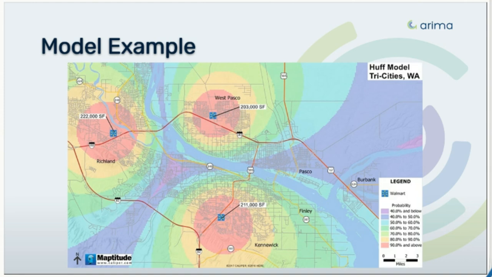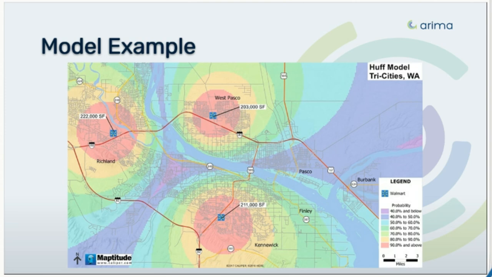Let's take a look at what this looks like when you plot it out on the map. So here you can see we've got 3 Walmart locations. This is somewhere in Washington, in the States. Based on that, you see a contour plot of circles. So within this first location, for example, on the top right, you see a little red circle. So everybody within that is highly likely to visit that location.